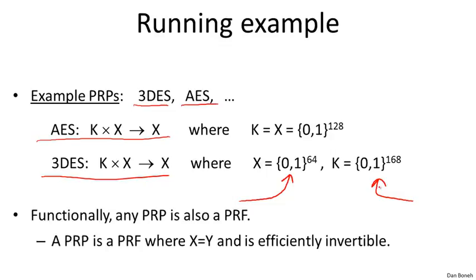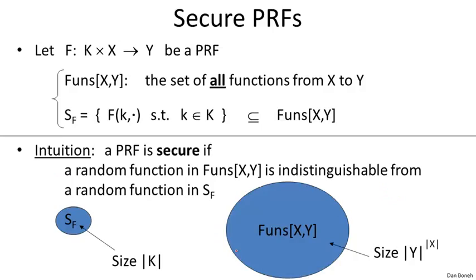Now, one thing that I wanted to point out is that, in fact, any pseudo-random permutation, namely any block cipher, you can also think of it as a PRF. In fact, a PRP is a PRF that has more structure. In particular, a PRP is a PRF where the input space and the output space are the same, so X is equal to Y, and in fact it is efficiently invertible once you have the secret key k. So in some sense, a PRP is a special case of a PRF, although that's not entirely accurate, and we'll see why in just a second.